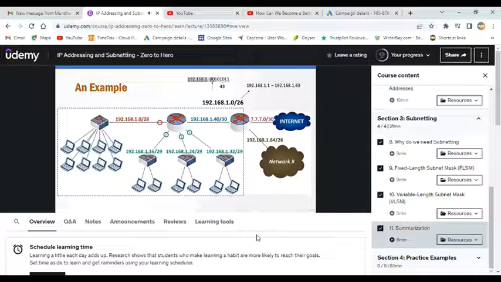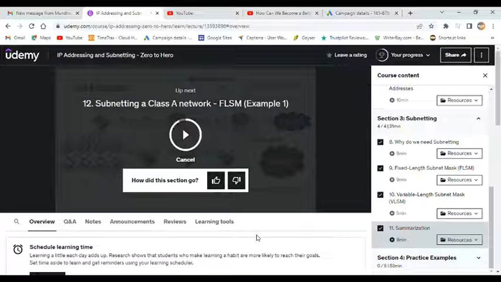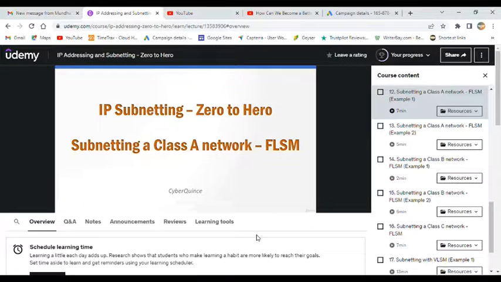So the range for this new network X would actually be 192.168.165 to 127. So we're perfectly safe to use this summarized IP address. But don't worry, we're going to practice some more, and we're going to go through some more examples in our future lessons. Let's dive into our examples.